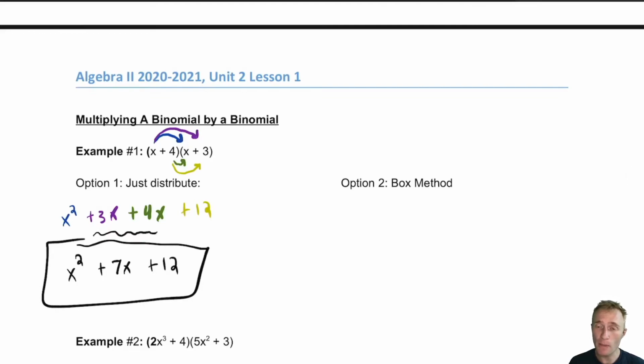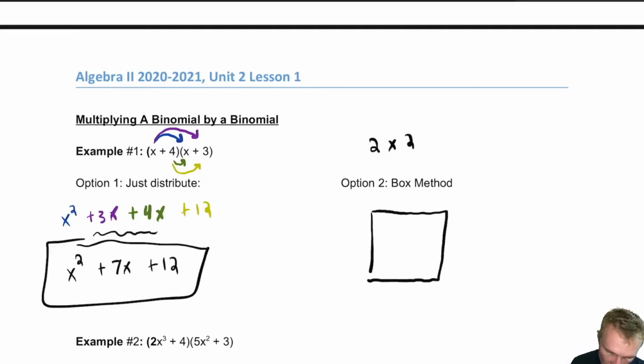In this case, we have a binomial times a binomial. We need a 2 by 2 box. So I'm going to draw myself a little box here. There is nothing different about this math. It is just an optional organizational technique if you like it.